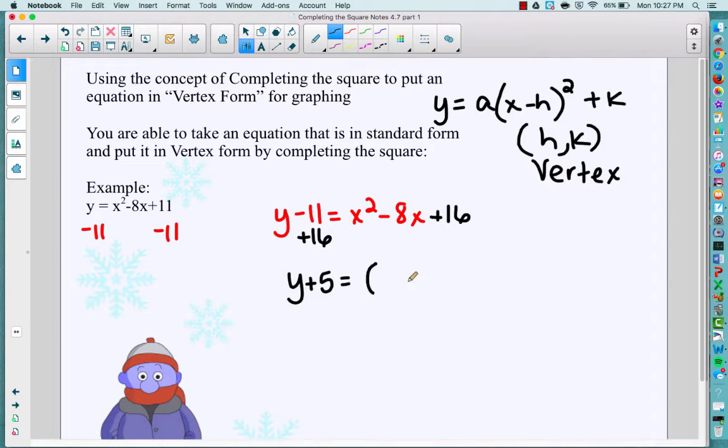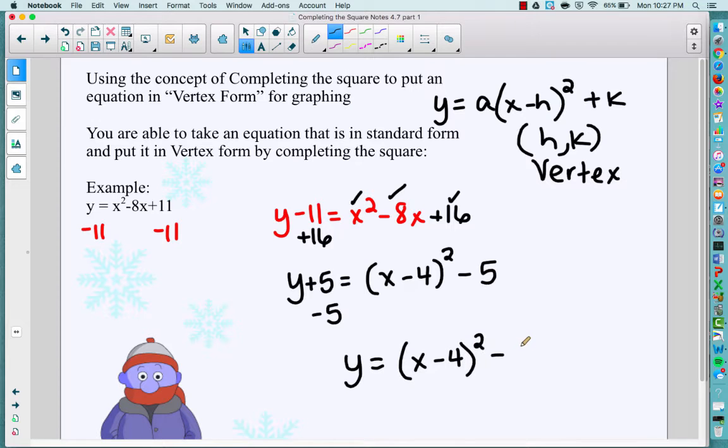I'm going to write it as the square of a binomial. So x minus 4 squared. Remember, square root of the first term, square root of the last term, sign of the middle term. And then I'm going to subtract 5 to the other side and put it in the back. And now I have a quadratic equation in vertex form. So my vertex is (4, negative 5).